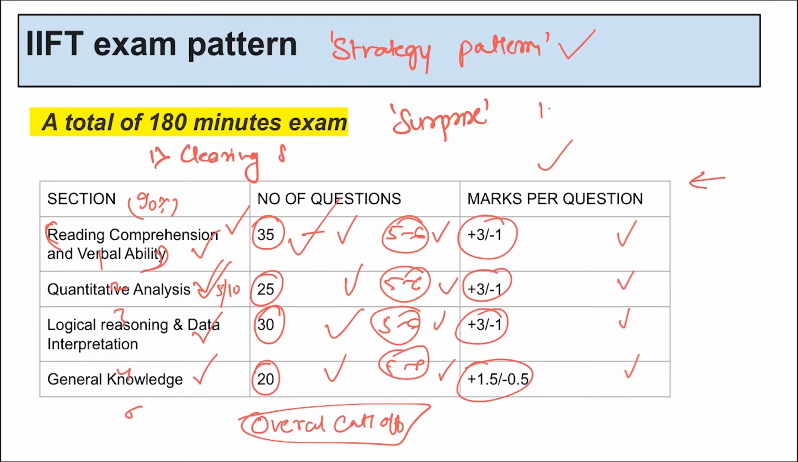clearing your sectional cutoffs individually, within the first 30 minutes, and second, optimizing and maximizing your score. That should be your second goal, and students focusing only on such strategies have been able to do wonderfully well in this particular exam.